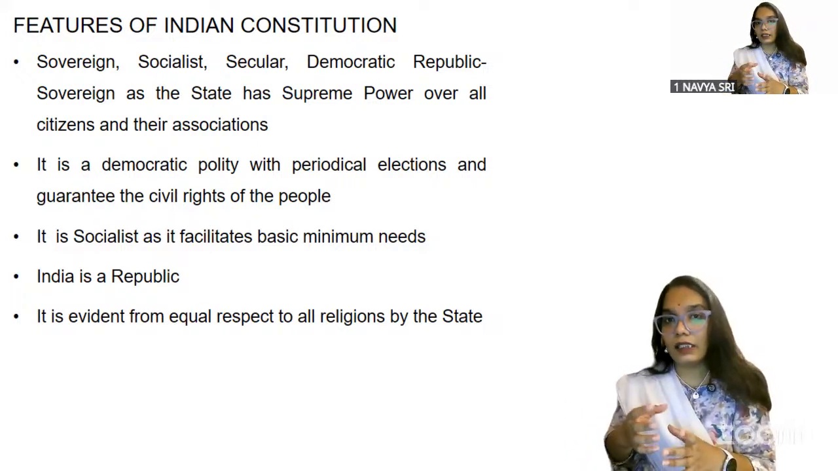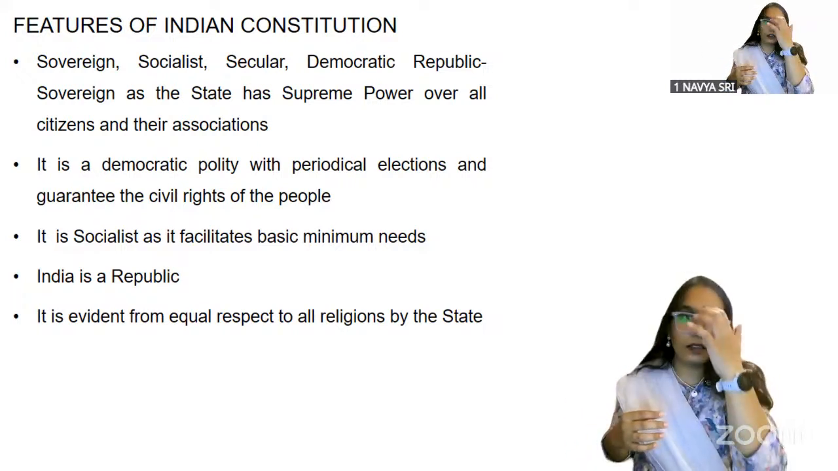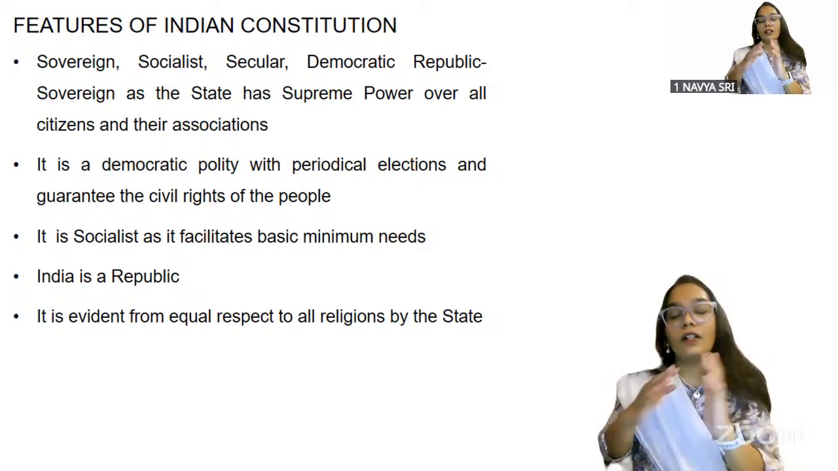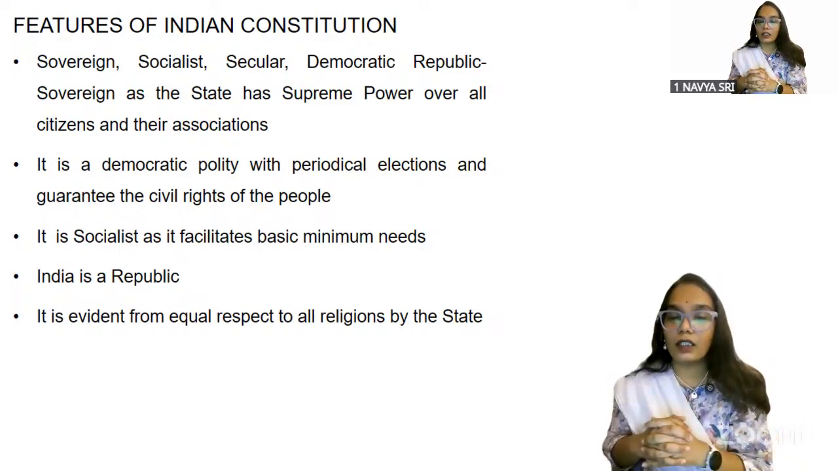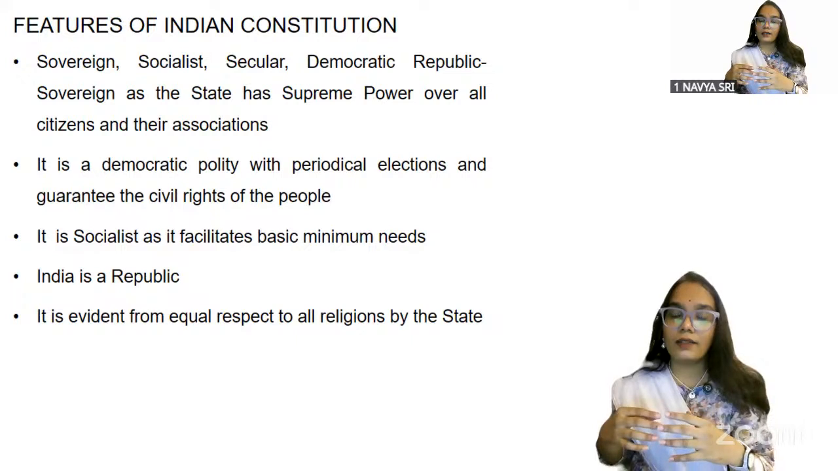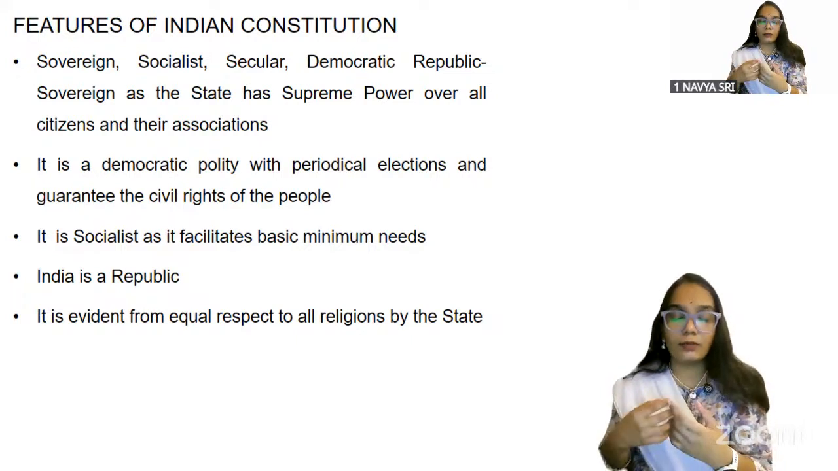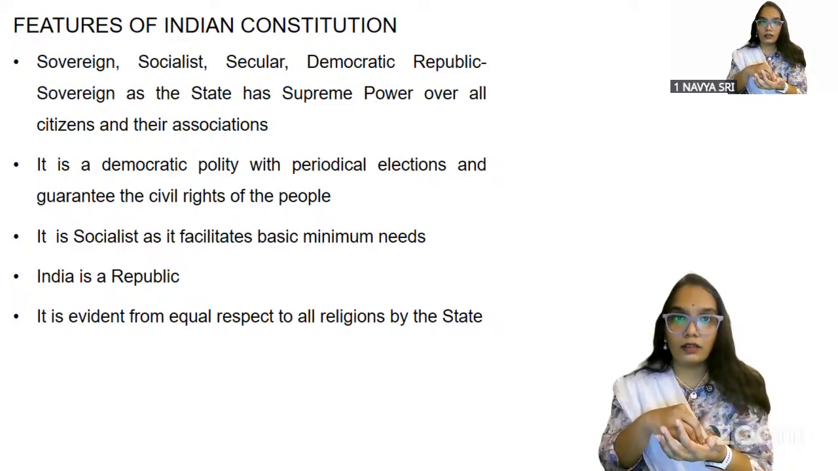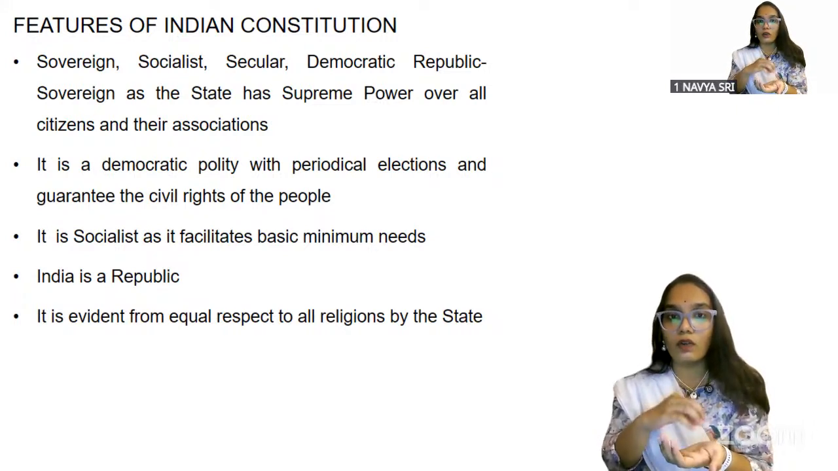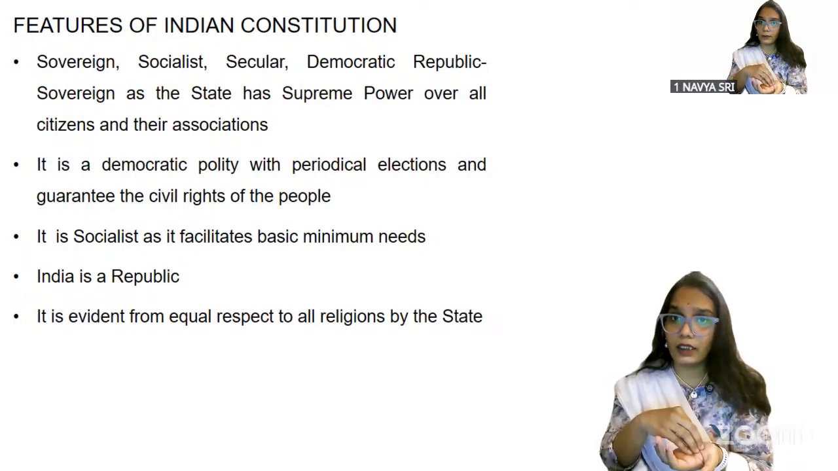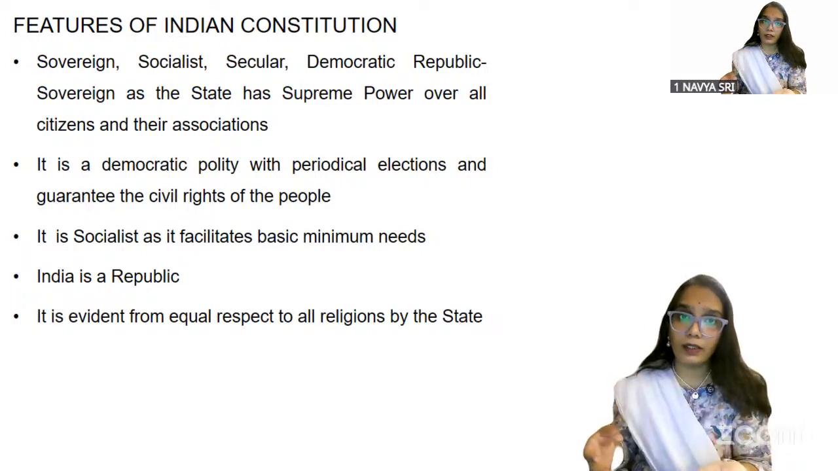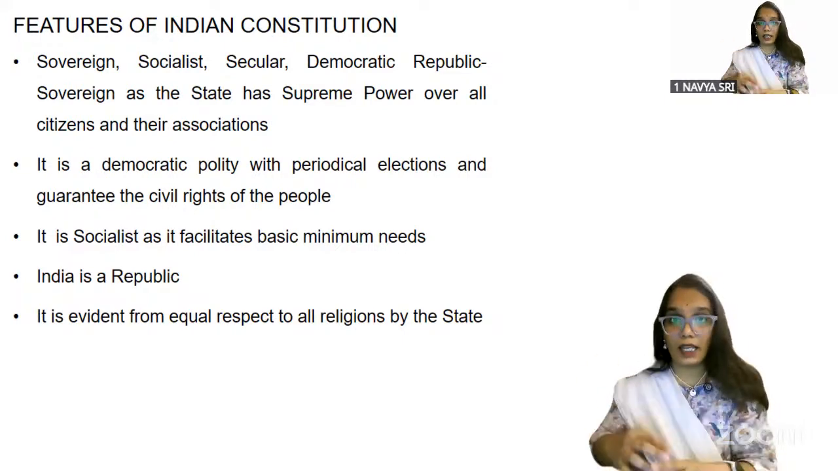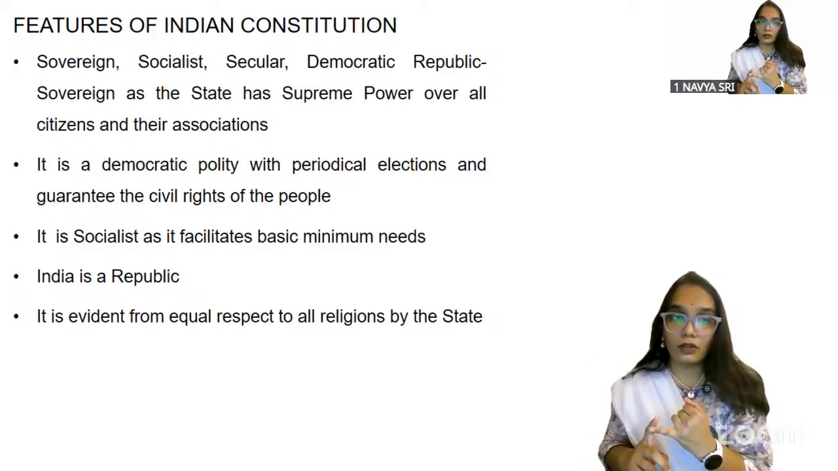Now, a classic example, as I stated at the initial beginning of the lecture, is that the British Empire had sovereign control over India. Before independence, we wanted independence so that the sovereign authority would be India itself. So that is what we are, a sovereign state.